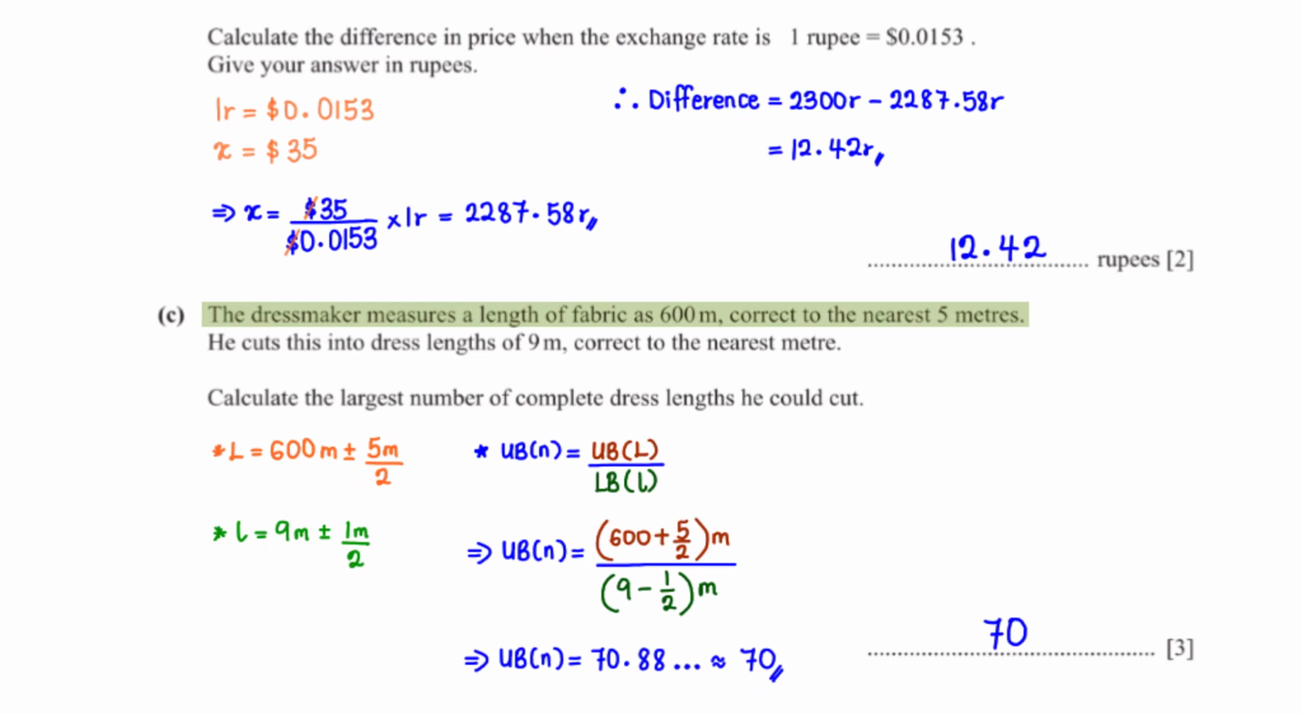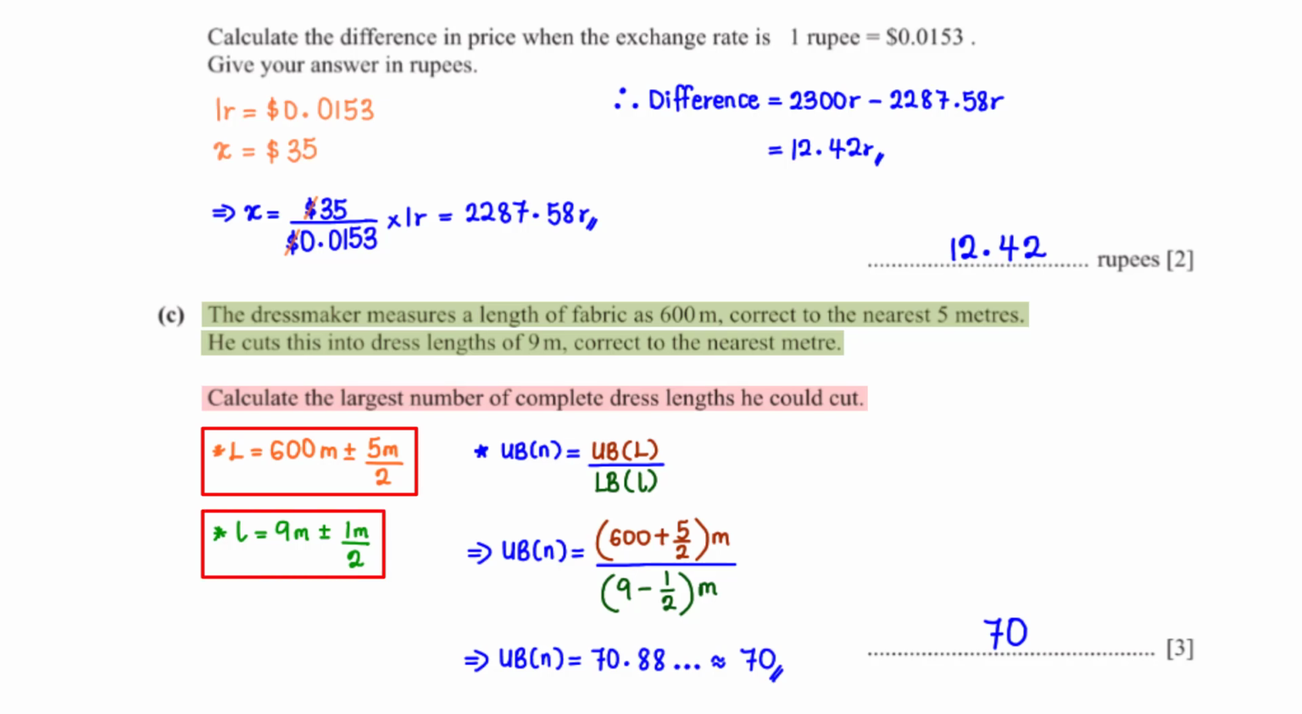The dressmaker measures a length of fabric as 600 meters, correct to the nearest 5 meters. He cuts this into dress lengths of 9 meters, correct to the nearest meter. Calculate the largest number of complete dress lengths he could cut. Since we are correcting the fabric length to the nearest 5 meters, we have 600 meters, then we bring in plus and minus 5 meters divided by 2. For the dress length, which we are correcting to the nearest meter, we have 9 meters, then plus and minus 1 meter divided by 2.